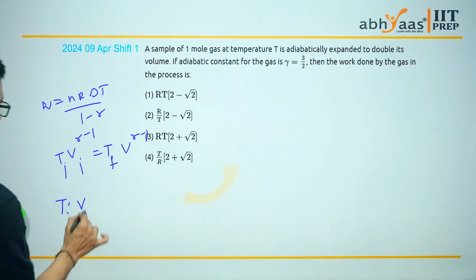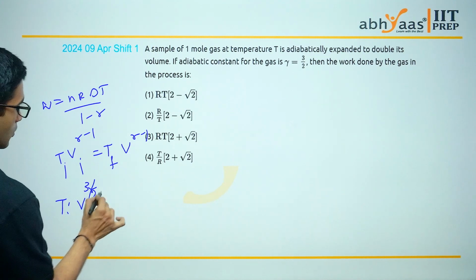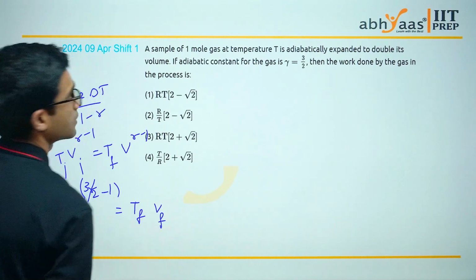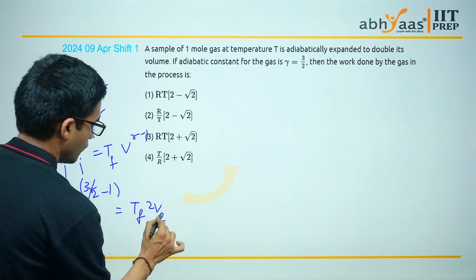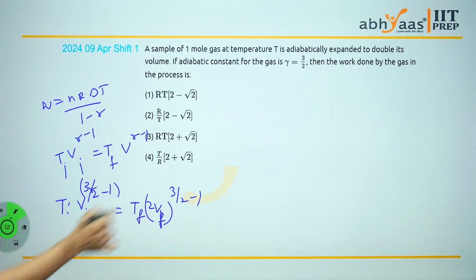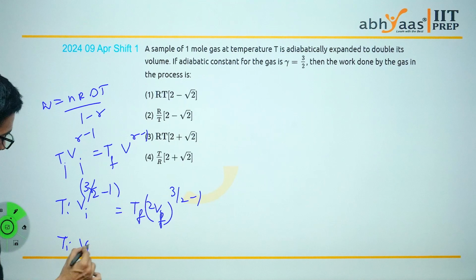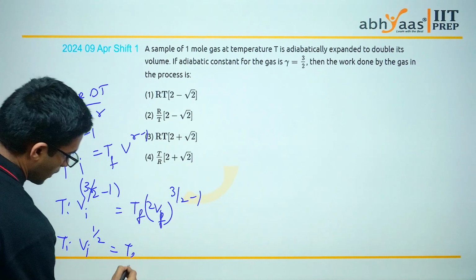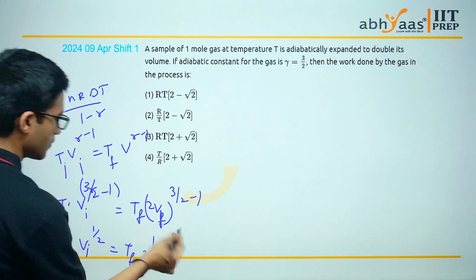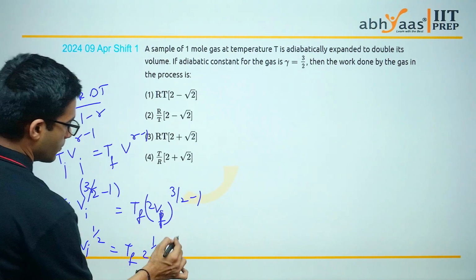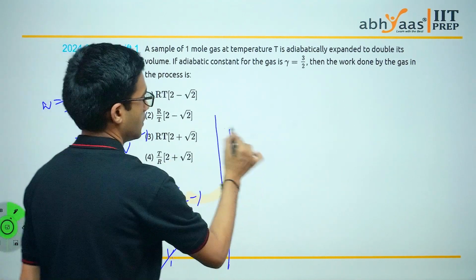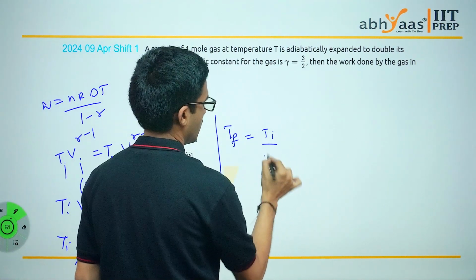So T initial, V initial power gamma minus 1, which is 3 by 2 minus 1, is equal to T final, V final power gamma minus 1. V final is double, 2 V initial, power 3 by 2 minus 1. So T initial V initial power 1 by 2 equals T final times 2 power 1 by 2 V initial power 1 by 2. V initial power 1 by 2 cancels on both sides. That gives T final equal to T initial by root 2.